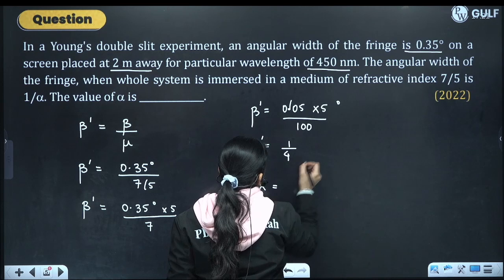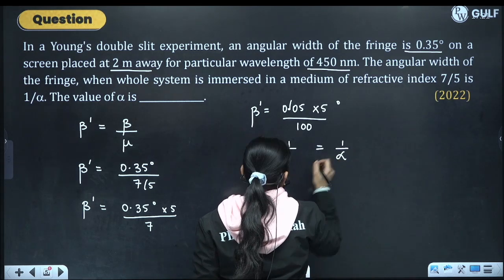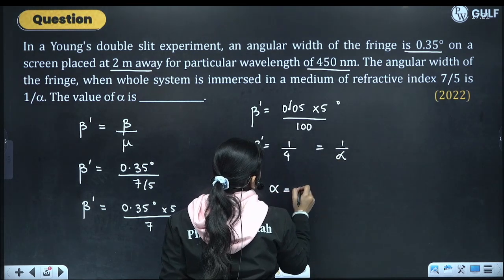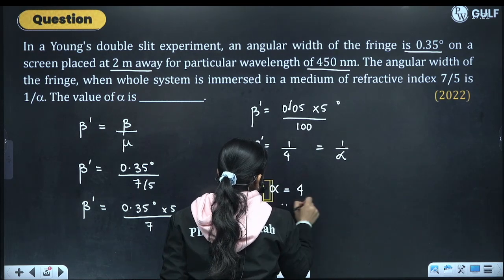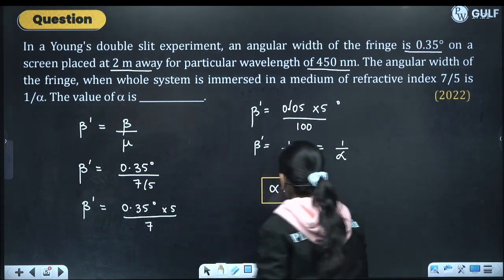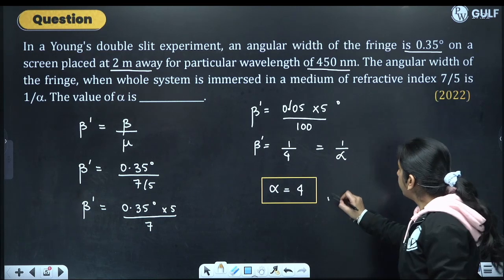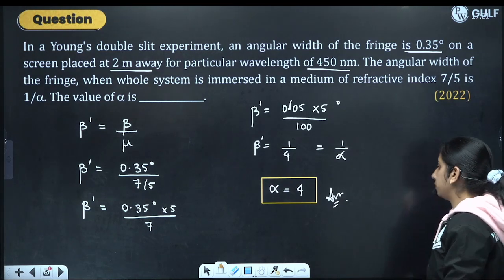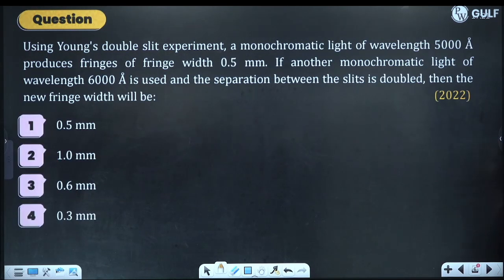So this is equal to 1 by alpha. So from here alpha will be equal to 4. This is also a numerical type, so alpha will come out as 4. This will be the answer. Okay, now see the next question.